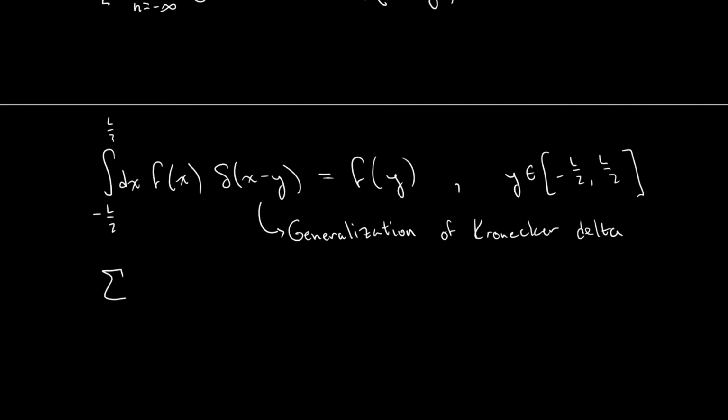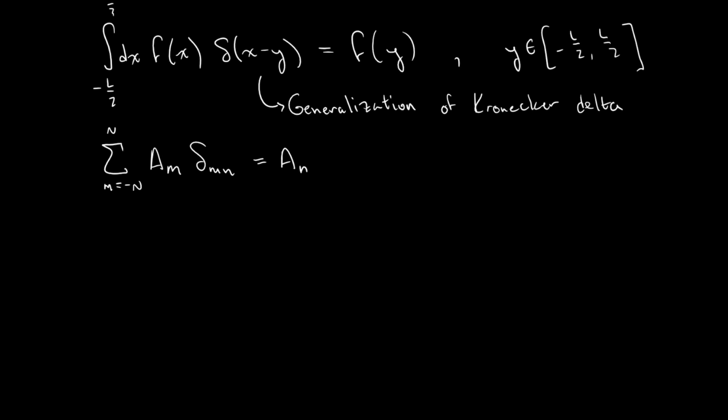So, for example, if I have the sum from minus n to n of a sub m delta mn, this just gives me a sub n. It's the same thing, essentially, except now the Dirac delta function deals with continuous variables. Okay? So, what does this function look like? Well, it has to be 0 for every value x not equal to y.